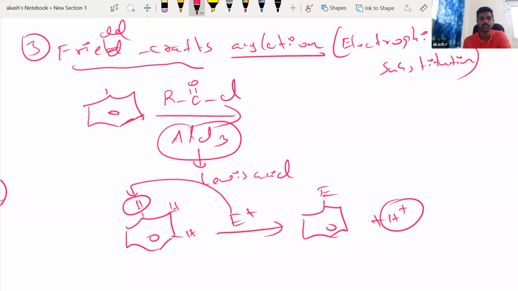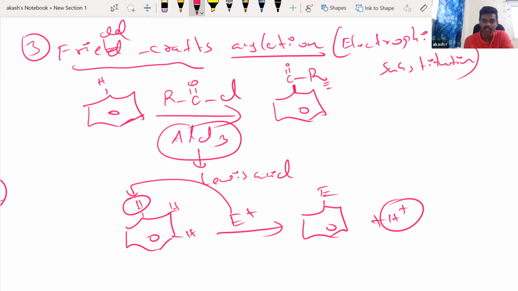Right. So what is going to happen here? Here also the same thing is going to happen. One H here is going to get replaced with your C double bond O, with C directly attached to the benzene ring and attached to your R. And this R can be CH3, C2H5. It can be anything.